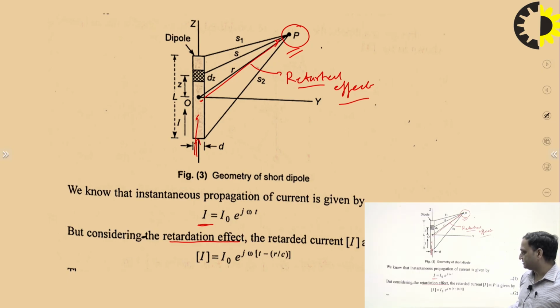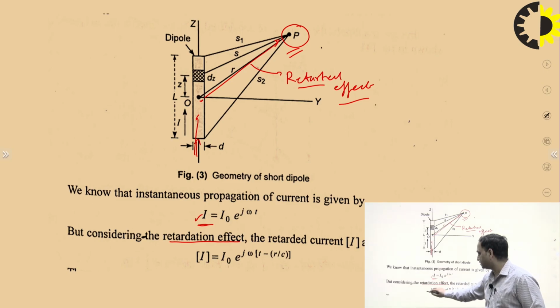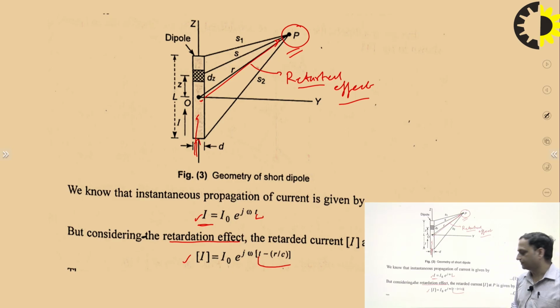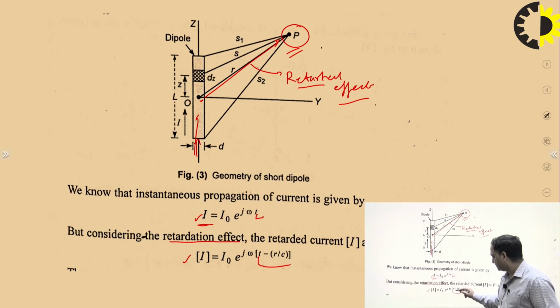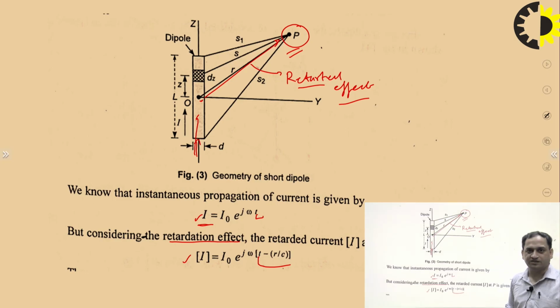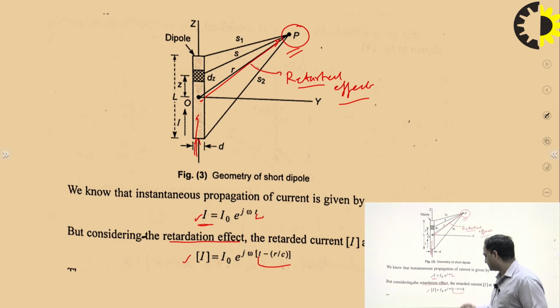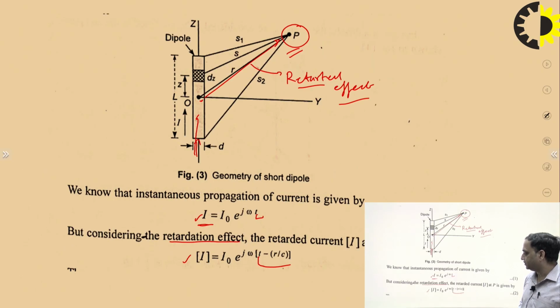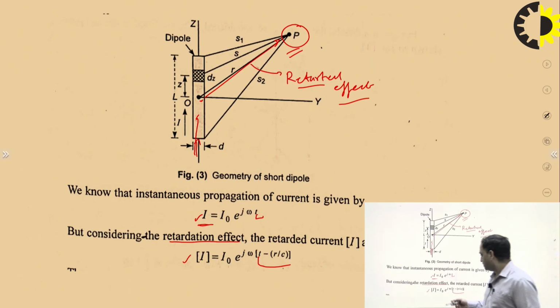Because of that reason we represent this current I as the retarded current. We represent the retarded current by the square bracket. So square bracket of I is equal to I naught e to the power j omega, and in place of t we write t minus r upon c. This factor t minus r upon c is because of the retarded time. Wherever we represent this retardation effect, in place of t we use t minus r upon c.